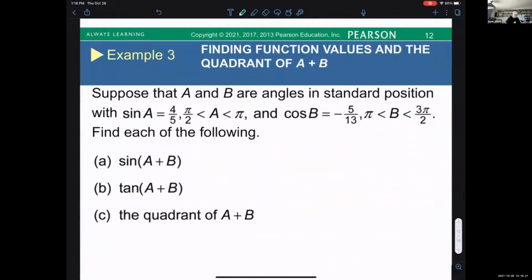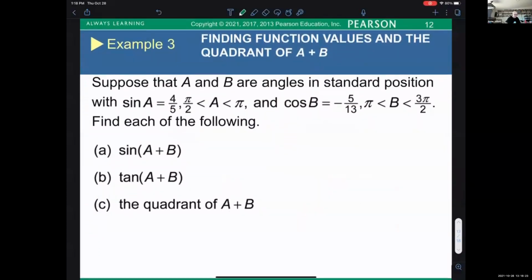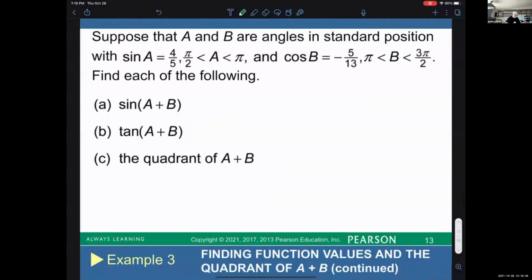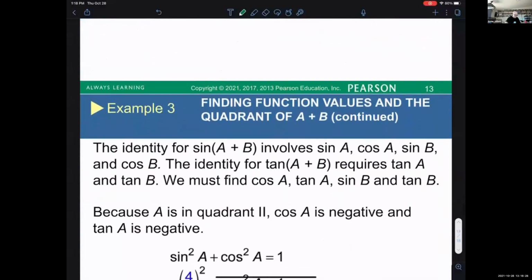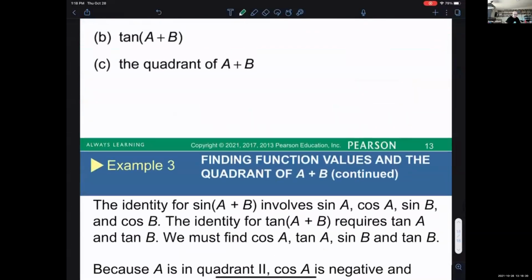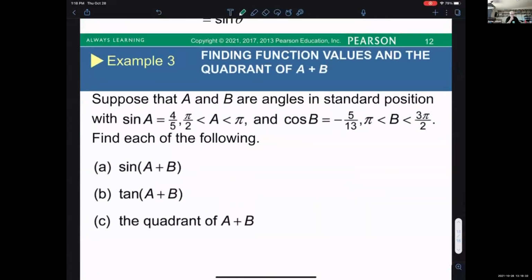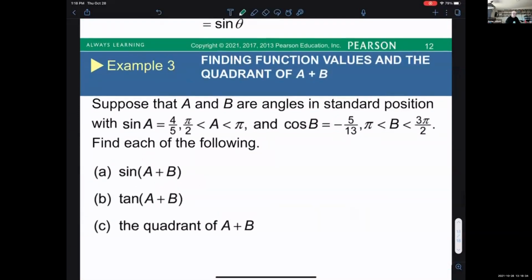Let's look at example 3. In this case, they're leaving it for us, or maybe they do it on the next slide. Looks like they're going to maybe do it over here. So let's see what the problem states and then see how much of it we want to do before we look at what they did. So finding function values and the quadrant of an angle A plus B.